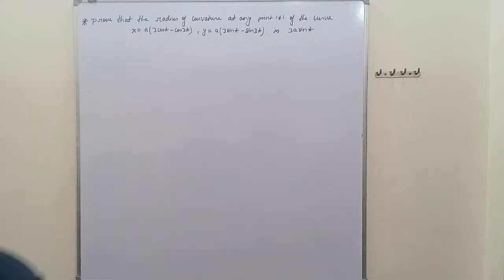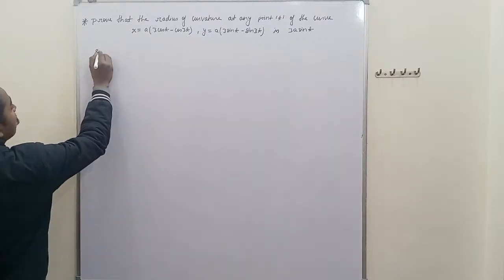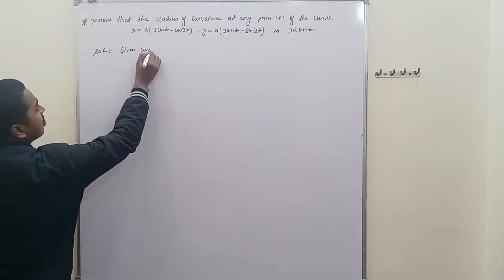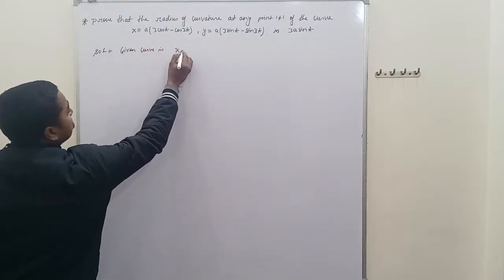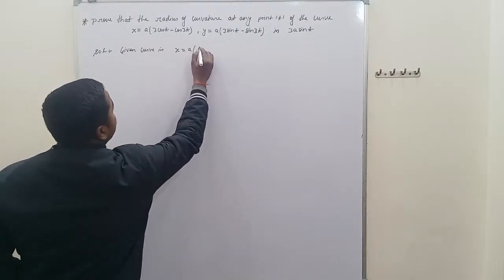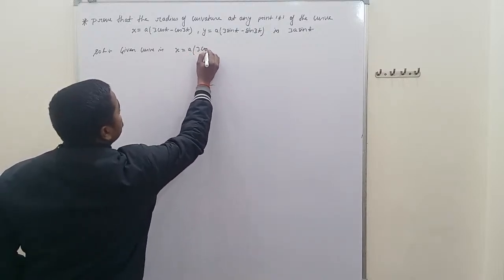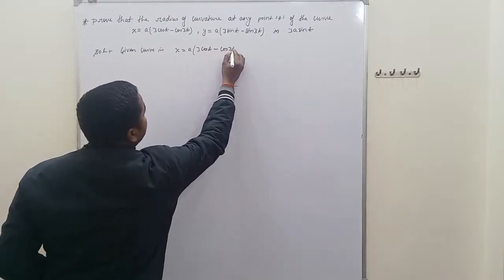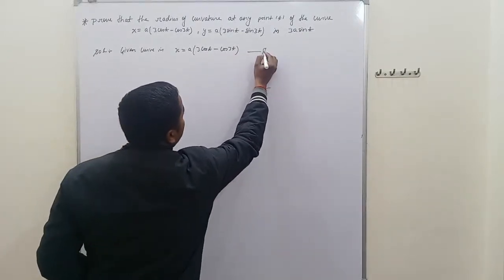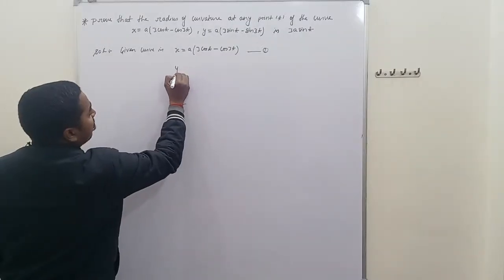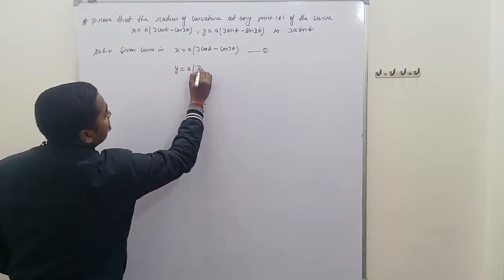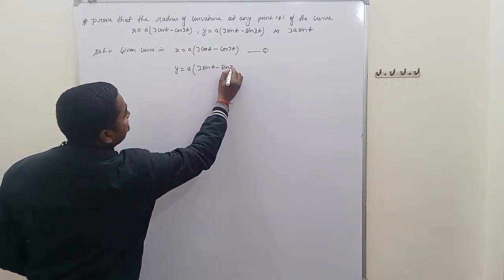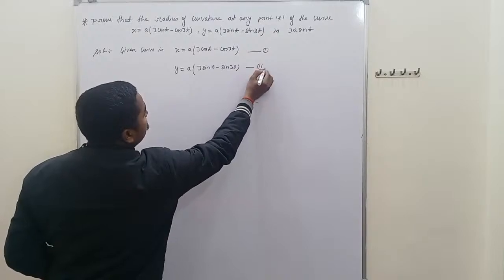We have to solve the given problem. The given curve is x is equal to a (3 cos t minus cos 3t). Let this be equation 1, and the second curve is given by y is equal to a (3 sin t minus sin 3t). Let this be equation 2.